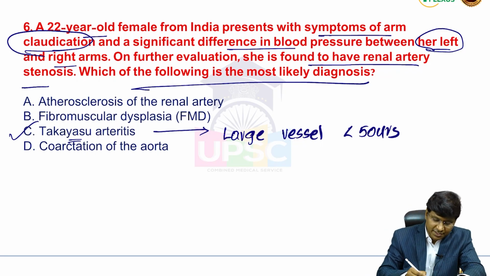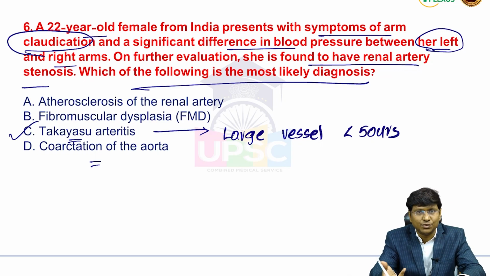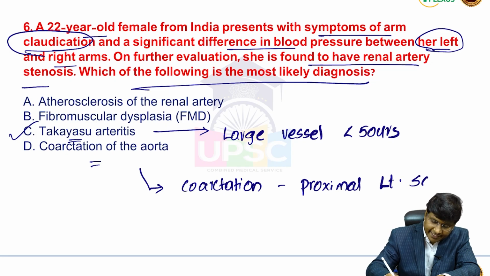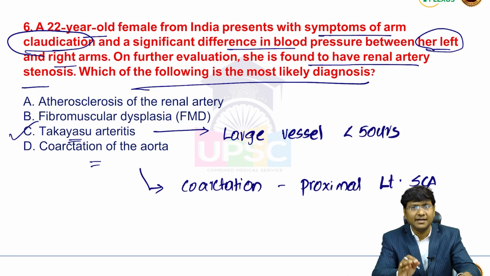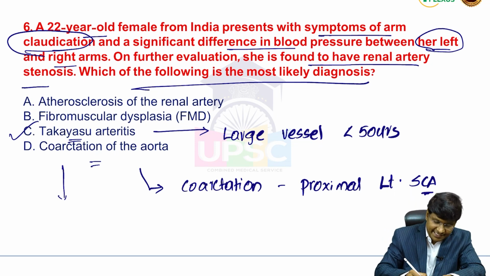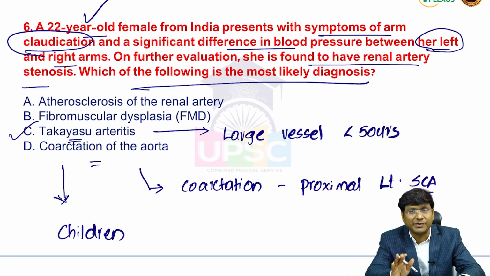And among the options which have been given to you, even in coarctation of aorta, you can have difference in the blood pressure between the 2 upper limbs if the coarctation is present proximal to the left subclavian artery, right? But this coarctation of aorta is a congenital disorder usually observed in children, but here if you observe, the age of the individual is 22 years.